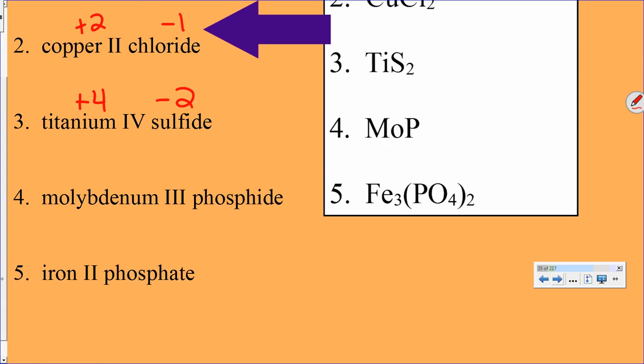I just really like MOP. So this is +3 and -3, MOP, they cancel out. And then iron phosphate, so you get your iron with a +2 and phosphate with a -3. You still have to remember we're following our other rules as well, because we need 2 of those phosphate groups. We have to have parentheses around that.